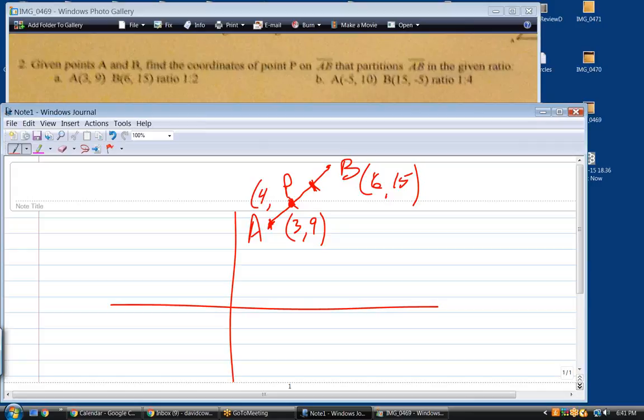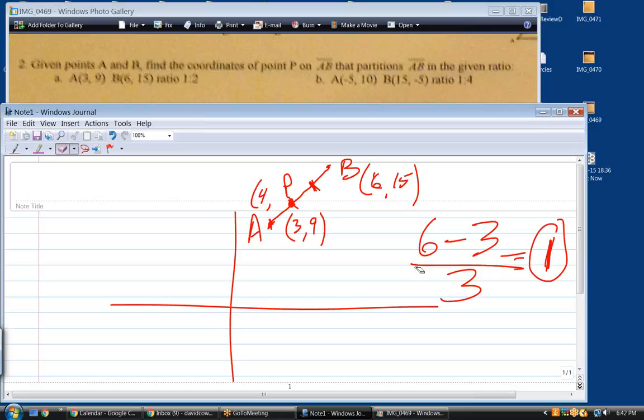Now let me see if I can figure out how we can algebraically come up with that. If I take 6 minus 3, that's the distance the x coordinates go between A and B. And I know I have to divide that line up into 3 parts, right? One more than that number. So if I'm dividing it up into 3 parts, I'm going to divide that by 3, and I get 1. But what that means is it's this x-coordinate plus 1 to get the x-coordinate of P.